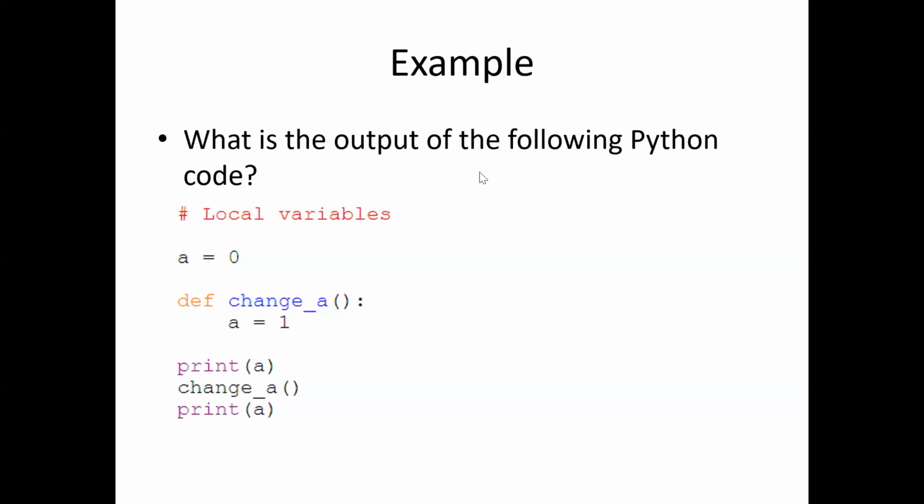I'm going to discuss another idea. So let's look at this code. In this code you will see there's a function called change a. Within that one you change the value of a to 1 and then here are the outputs. So you first print a, then you call the function and then you print a again.